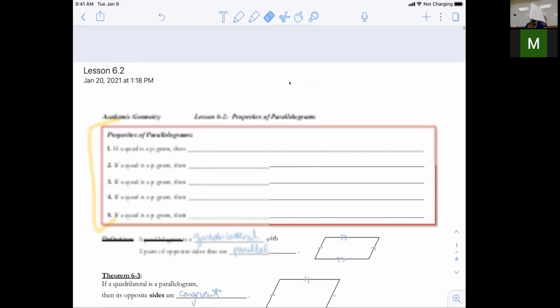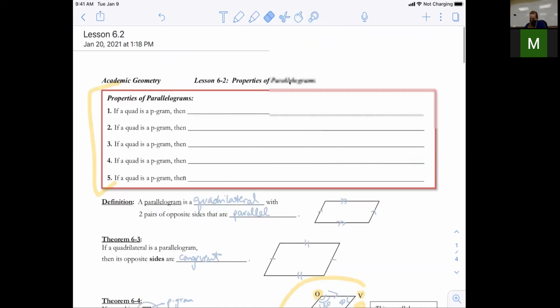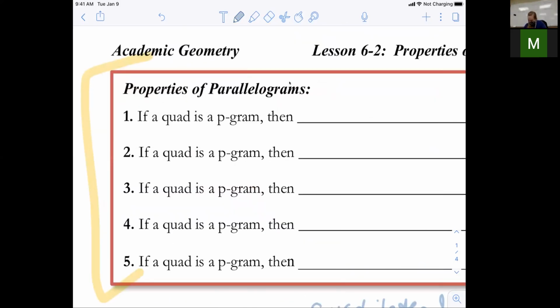So the first thing we learned was the definition. So if a quad is a parallelogram, we're going to write then 2 pairs of opposite sides are parallel.